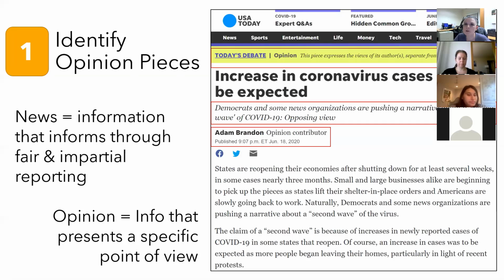So with whatever article we're looking at, look for those key indicators of opinion. Does it say anywhere, like next to his name, that he's an opinion contributor? Up above there, it says today's debate in the opinion section. So we want to identify which ones are opinion as opposed to straight objective news.